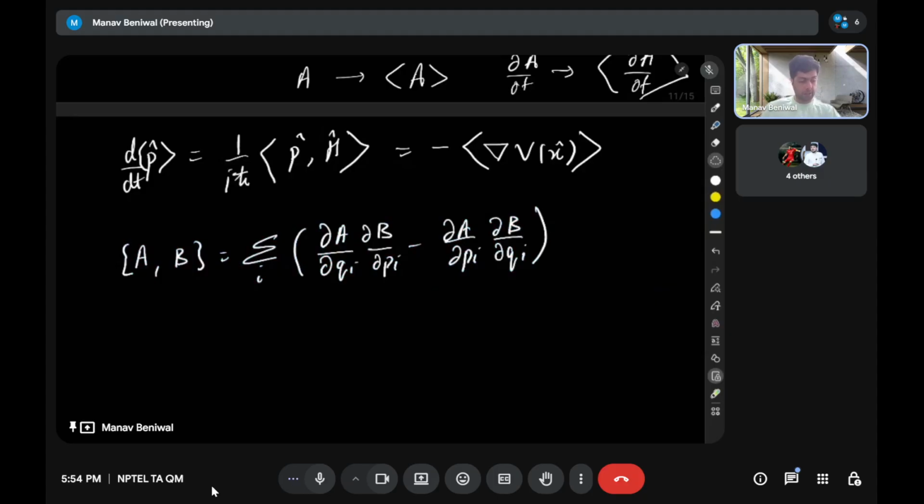Okay. So let's find out what is the Poisson bracket of p and H. We are just considering a single particle motion in one dimension, just the x-axis. So this summation is not required. So what will this be?